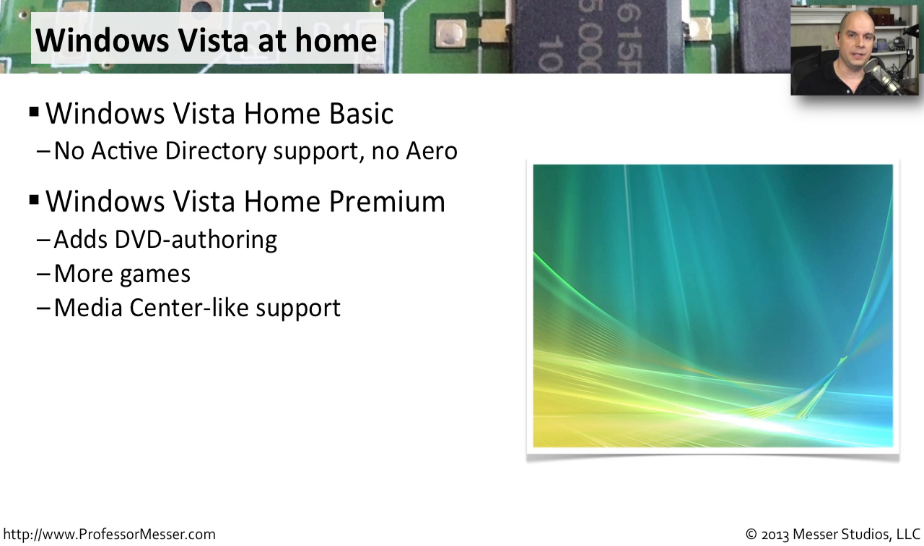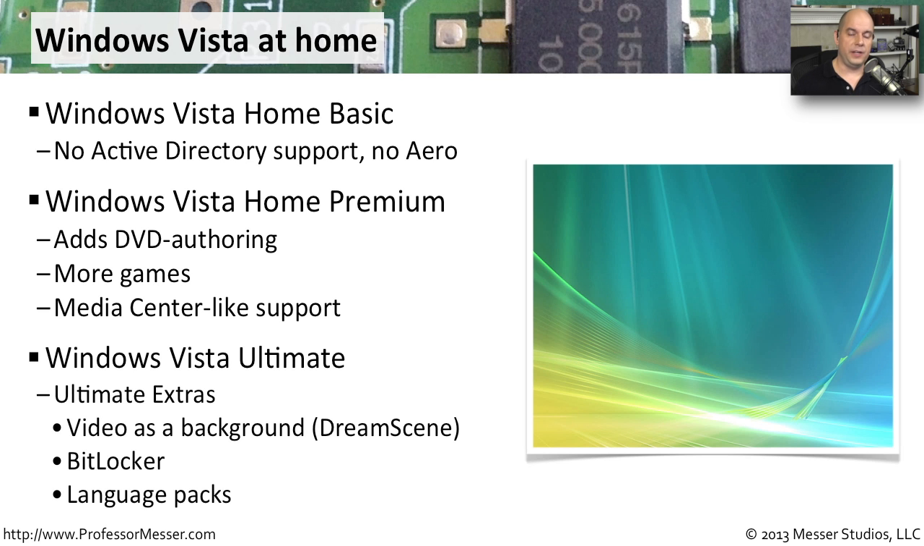inside the operating system. If you wanted all of the features available to you at home, you would use the Windows Vista Ultimate Edition. The Ultimate Edition included some extras, such as using video as the background wallpaper of your desktop. You also had the functionality of encrypting your drive using Microsoft's BitLocker technology, and there were additional language packs that you could overlay to be able to use Windows Vista Ultimate in different languages.